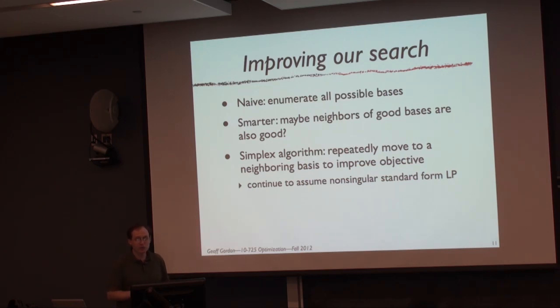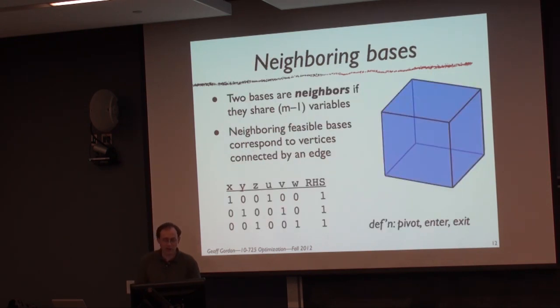All right. So the naive algorithm was to enumerate every basis. The smarter algorithm is based on the intuition that maybe bases that are neighbors of good bases are also good bases, right? So what do I mean by a neighbor? Well, I'll talk about that in a couple of slides. But the simplex algorithm, which is probably the most famous algorithm for solving linear programs, is you start at some basis and repeatedly move to a neighboring basis to try and get a better objective. Okay? And so let's continue to assume a non-singular standard form linear program and talk about what it means to be neighboring bases.